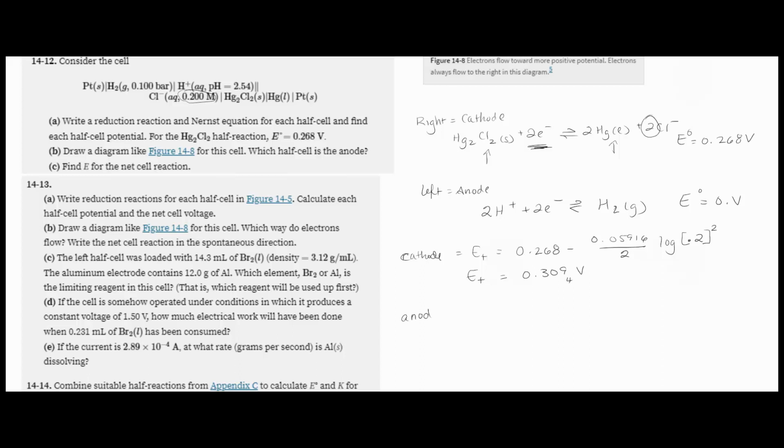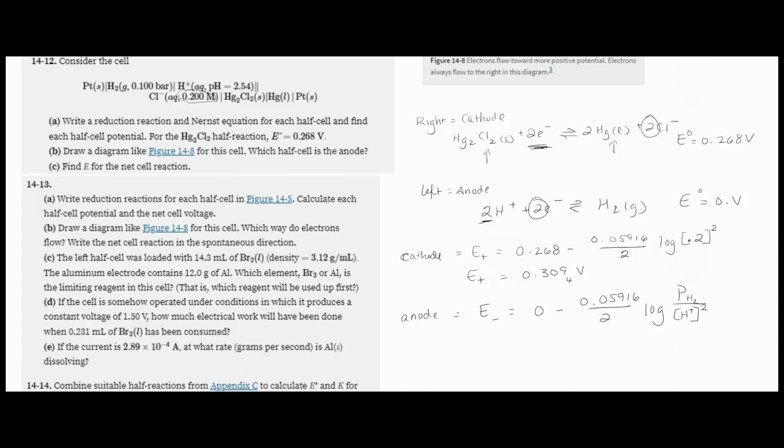Now for the anode on the left side, E of the minus, we start with the standard reduction potential that we were given, 0. And then we're going to subtract our constant divided by the number of electrons in that reaction times the log of the pressure of the products over the concentration of the reactants squared. Again, it's squared because of the stoichiometry.